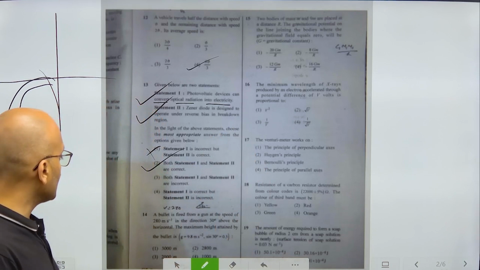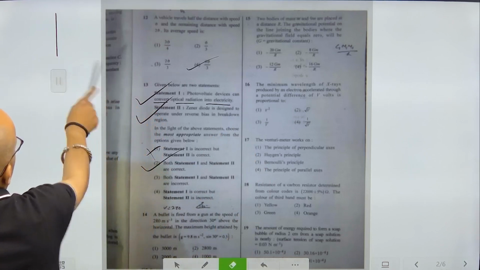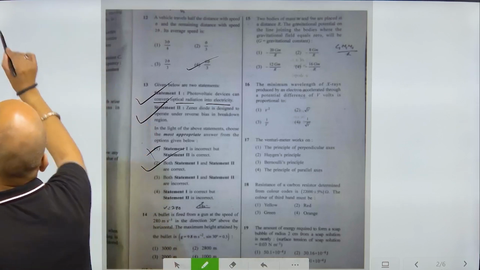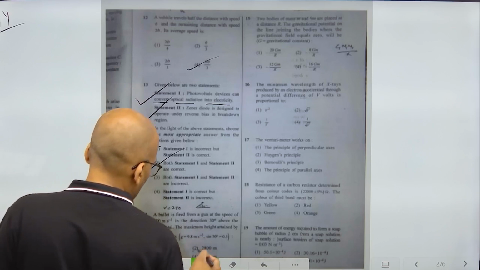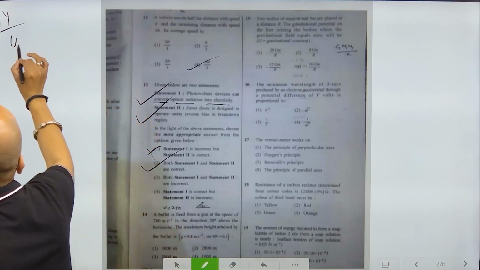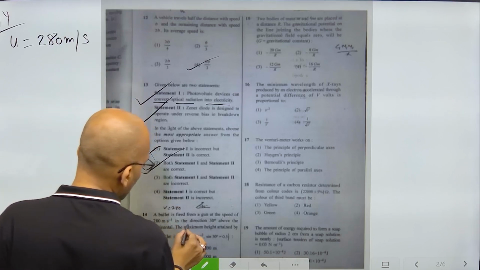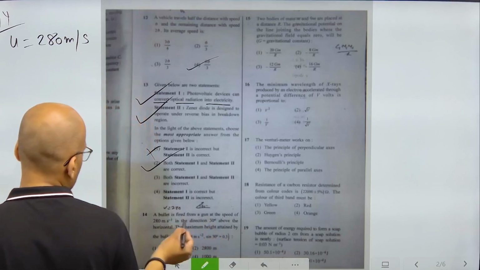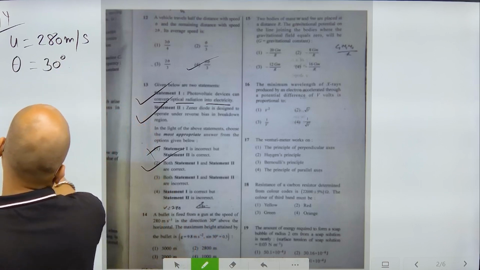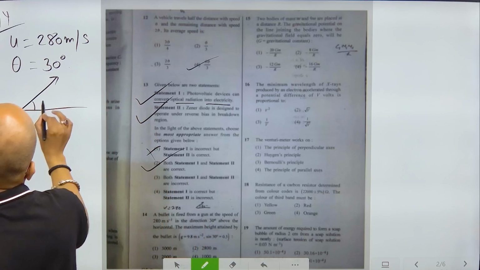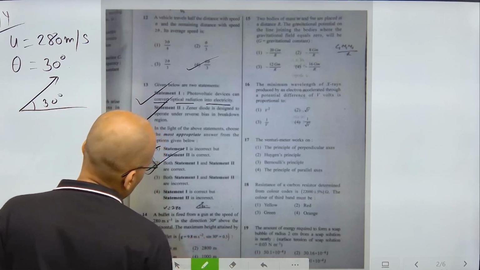Question 14 is saying that a bullet is fired from a gun at the speed of 280 meters per second, in the direction 30 degrees above the horizontal. Something like this. The maximum height attained by the bullet.